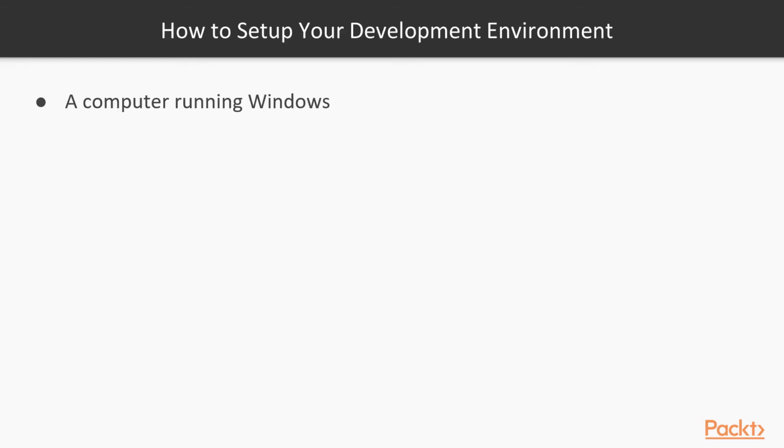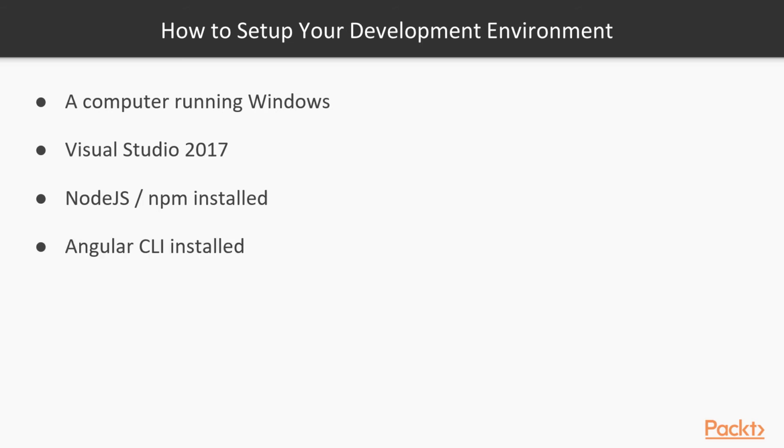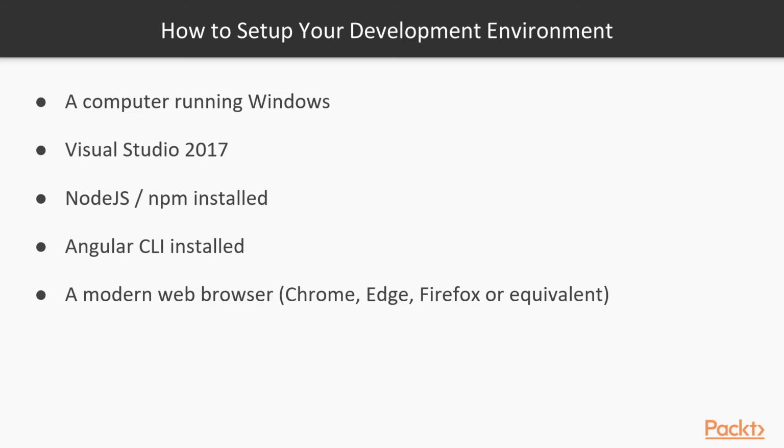In order to follow the examples in this course, you need to have a computer running Windows with the latest version of Visual Studio installed. The Community Edition is fine for our purposes. We do not need a paid version. In order to run the frontend, you're going to need Node.js with NPM installed and the Angular CLI. Of course, since we're developing a web app, you're going to need a modern browser to view it.